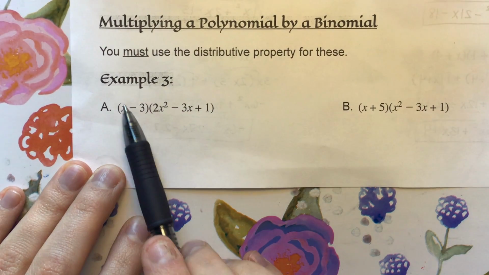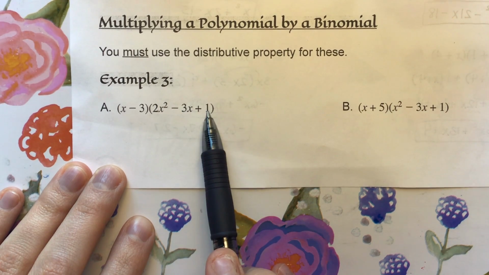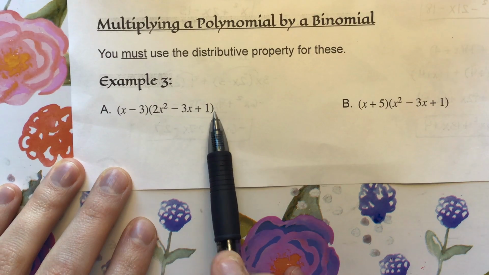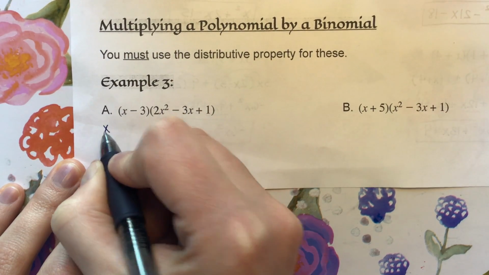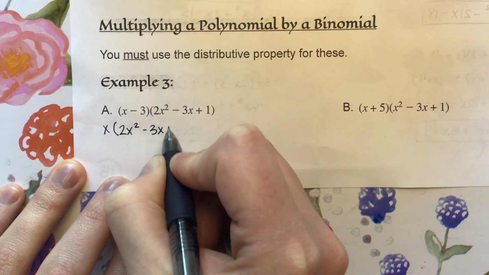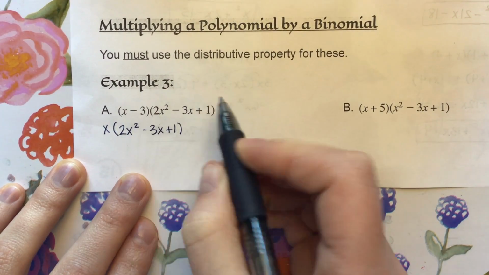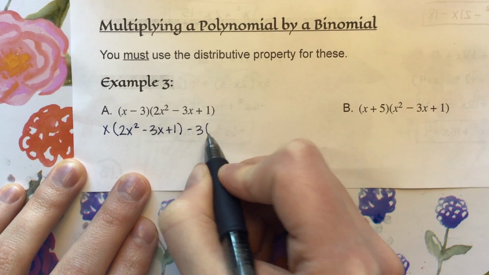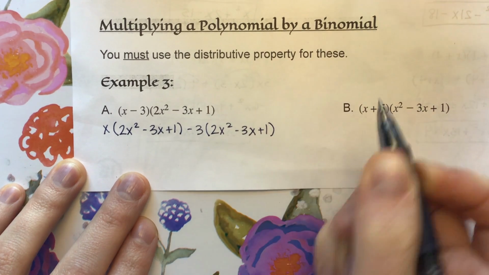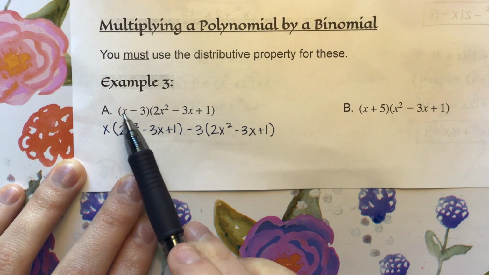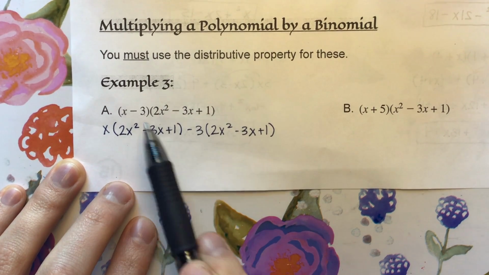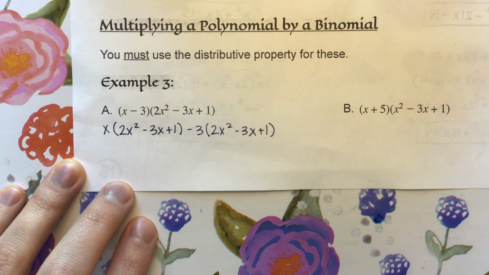So I'm going to take this x and multiply it by everything, and then I'm going to take that minus 3 and multiply it by everything as well. So let's write that out. I have x parentheses 2x squared minus 3x plus 1, and then I'm going to have minus 3 parentheses, 2x squared minus 3x plus 1. All I did was break this first binomial up into its two parts, and I'm multiplying it by each set.